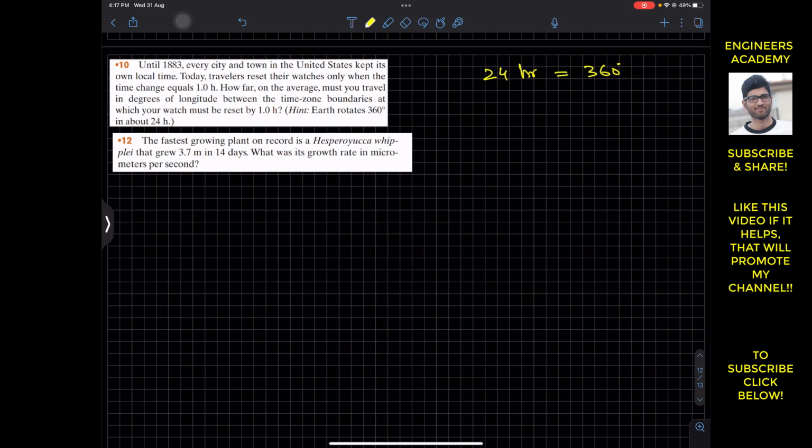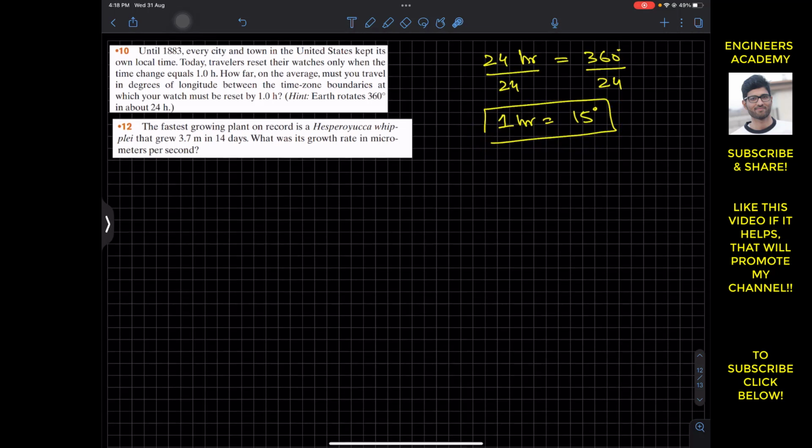So for 1 hour we need to divide both sides of the equation by 24. So this will be 1 hour, and 360 divided by 24 gives us 15 degrees. So for every 15 degrees we need to reset our watches. So for every 15 degree revolution of the Earth, the watches need to be reset.